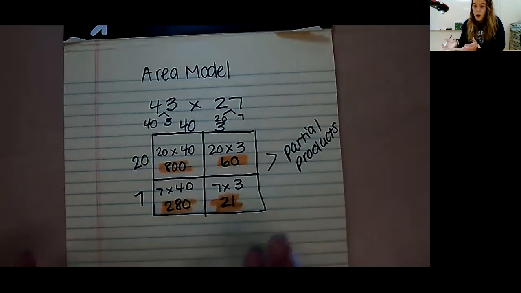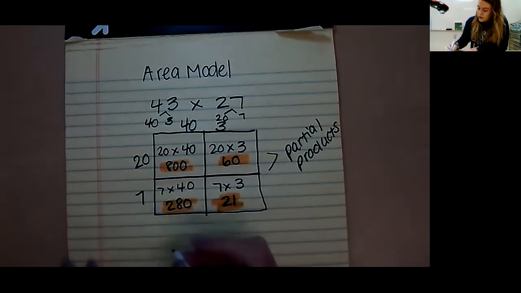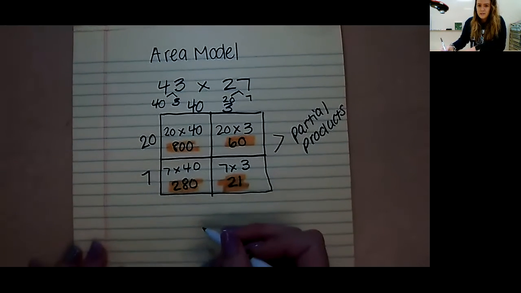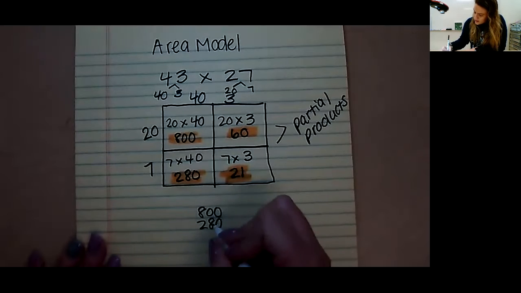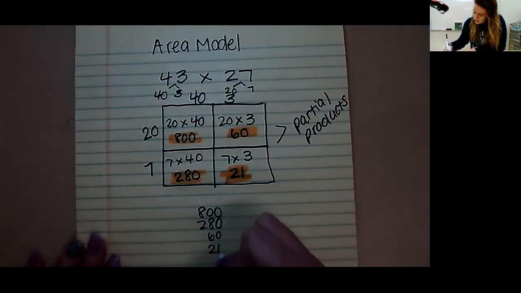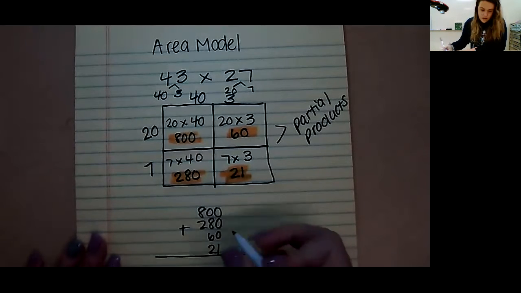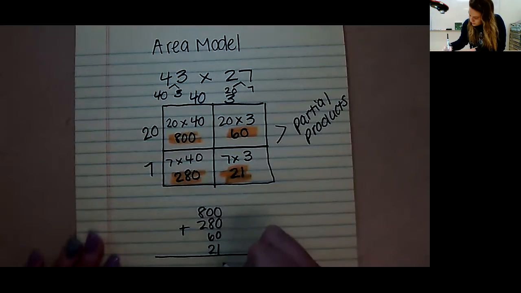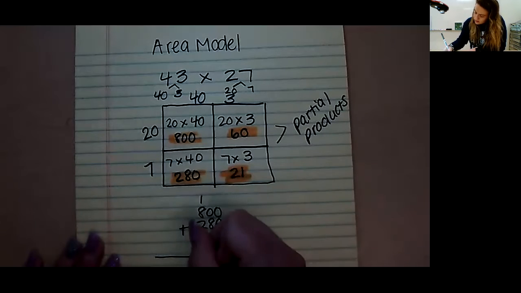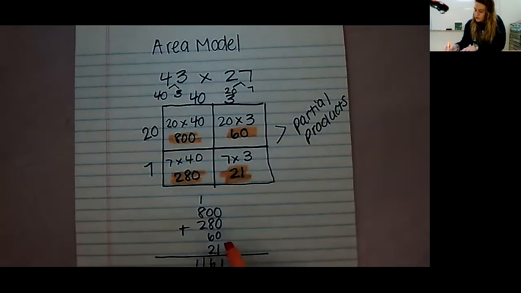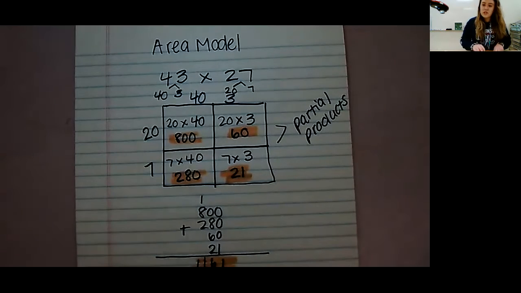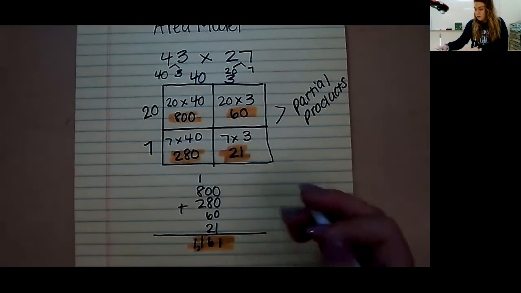Now to find the product, or the total product, we're going to take all our partial products and we're going to add them together. So I'm going to take 800 plus 280 plus 60 plus 21. And when we add all of this up, we get 1,161, which is our actual product. That's our final product.